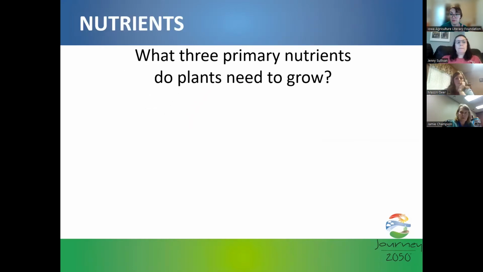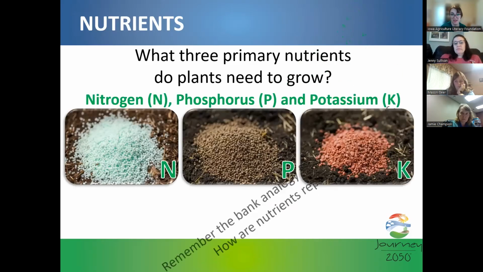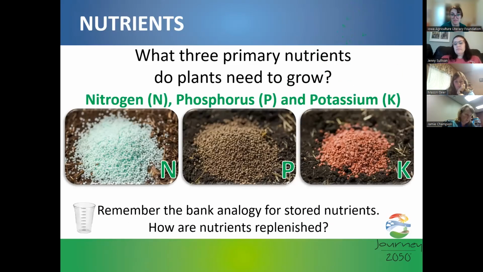So we talked about the three main nutrients that we use a lot. Quick refresher, what are they? Nitrogen, phosphorus, potassium, and PK. How are those nutrients replenished in the soil? So if plants are using them up, how do we put them back into the soil?